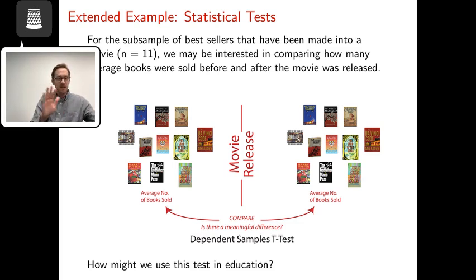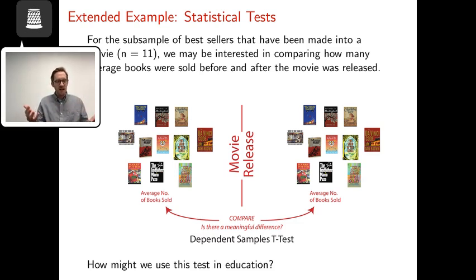So there's the dependency that's been created, but we have 2 outcomes. We have the average number of books sold before compared with the average number of books sold after. Okay, those are the 2 means. So we can do the same thing. Is there a meaningful difference between these 2 means?